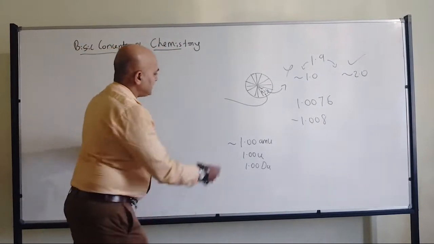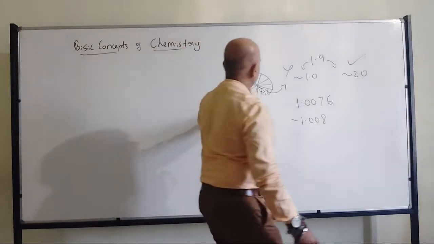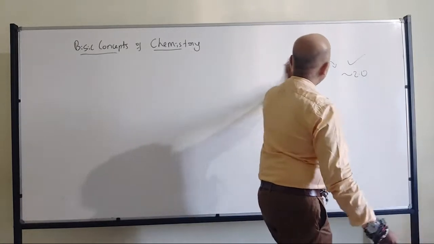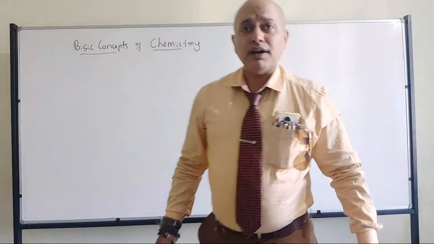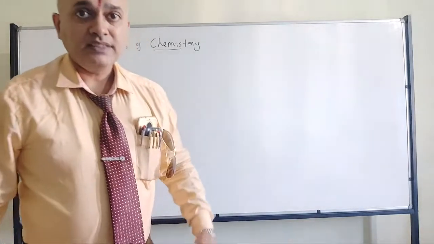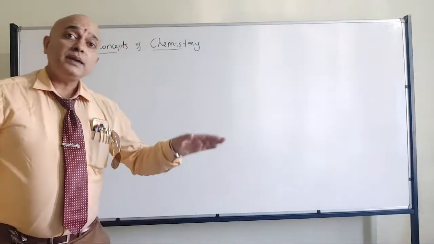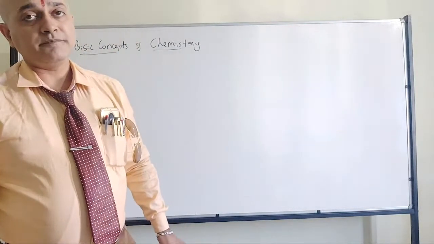I have written it as 1 atomic mass unit. I have calculated for hydrogen. So when it comes to carbon 12, it will be 12 times more than that of hydrogen. That means 12 atomic mass units. If I take oxygen, it is 16 times more than that of hydrogen. That means 16 atomic mass units. Fine? So depending on the element, the atomic mass unit is going to change.